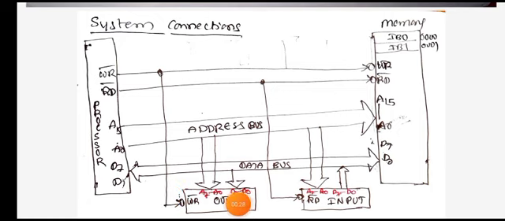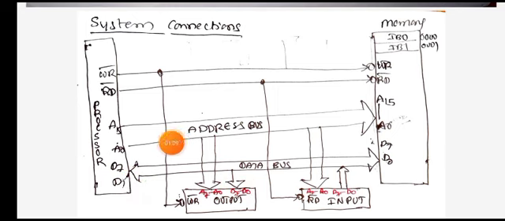Similarly, the input device has address pins, data pins, and a read pin. These are also connected to the processor's address pins, data pins, and read pin through the address wires, data wires, and read signal wire. Similarly, the output device also has data pins D0 to D7, address pins A0 to A7, and a write signal. These address pins, data pins, and write pin are connected to the data pins, address pins, and write pin of the processor, right?